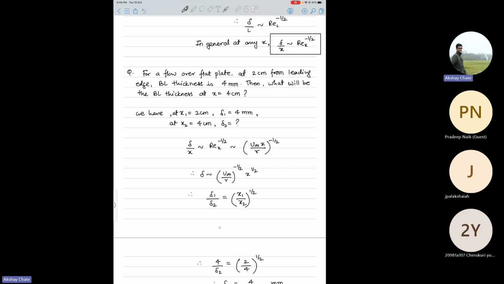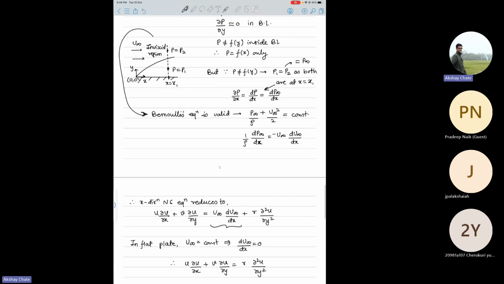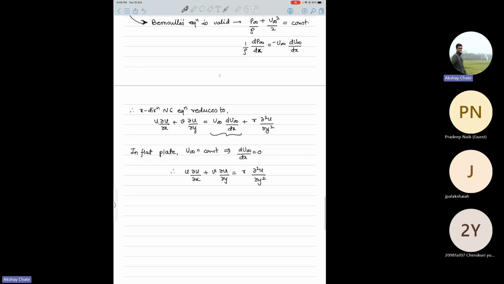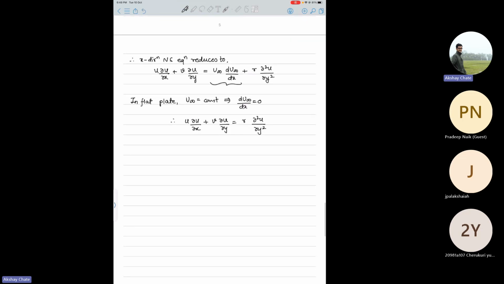To complete this discussion, you got a reduced form of your Navier-Stokes equation. That is well and good. But there is one important parameter also, which is called wall shear stress, tau wall. And for Newtonian fluid, we have seen this earlier: this will be mu del u by del y at y equal to 0.